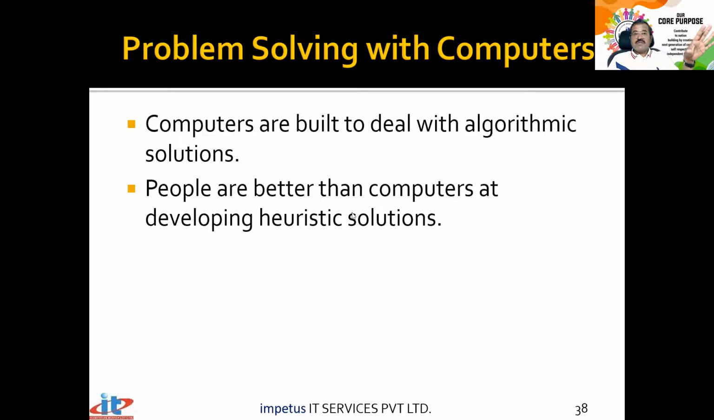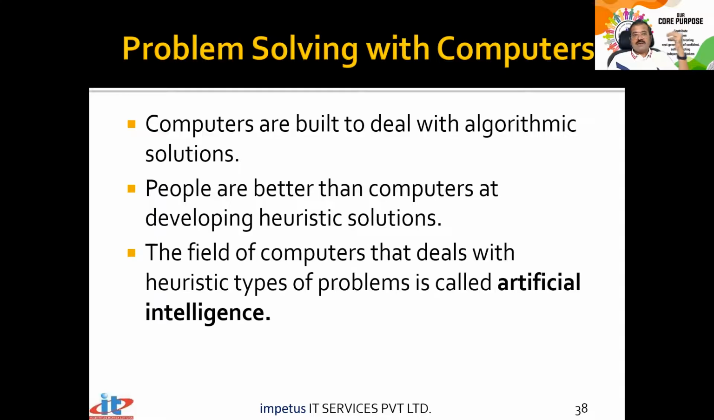People are better than computers at developing heuristic solutions. We are better at making judgments than what machines will do. We are far smarter than the machines. The field of computers that deal with heuristic type of problems is called artificial intelligence.